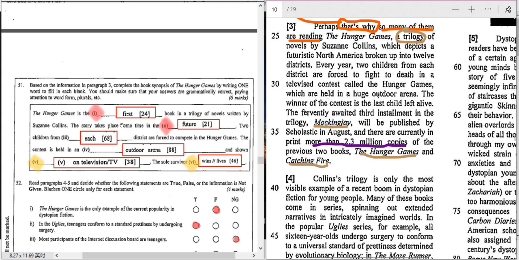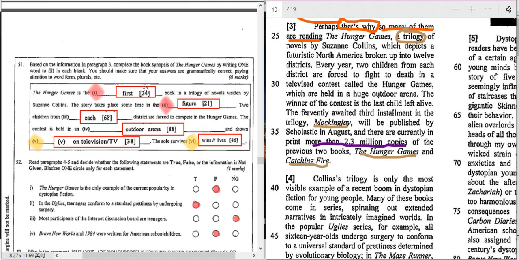Yes, it is the first book, but unfortunately it was a very difficult one for the candidates in that year. Only 24% of them got this right, probably because the title The Hunger Games can be confusing. The story takes place sometime in the future. Why? Now let's see.